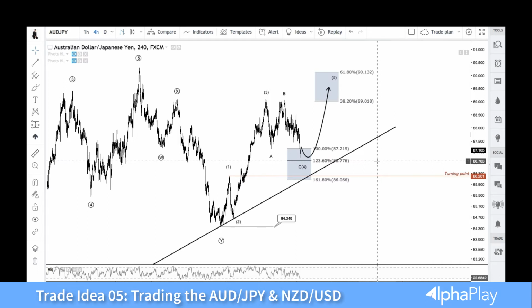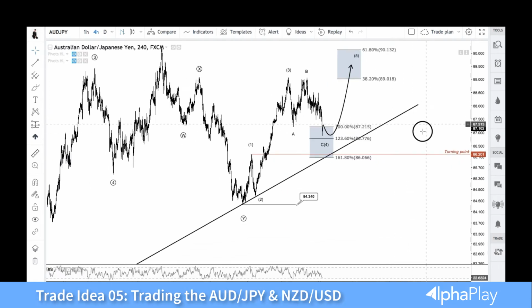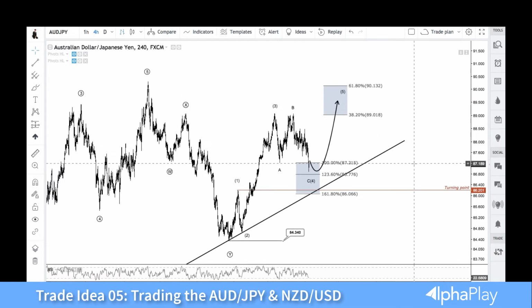And of course, with some guidelines from Elliott Wave, price shouldn't breach below the territory of wave 1, which I've highlighted over here. The price level is 86.20. As long as price remains above this level, and you can see this trend line structure over here, we are going to hold on to our bullish bias on the Aussie yen.